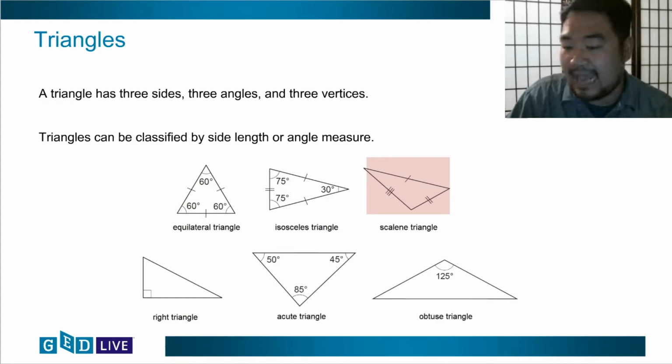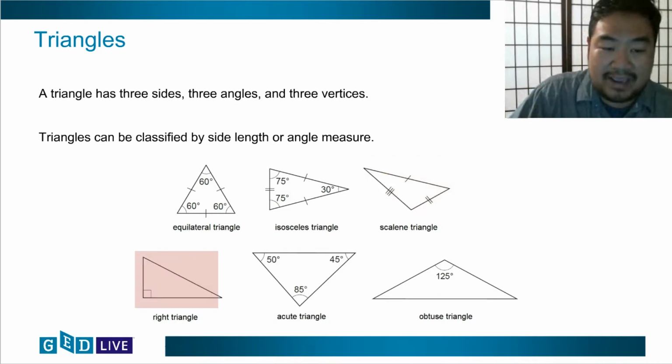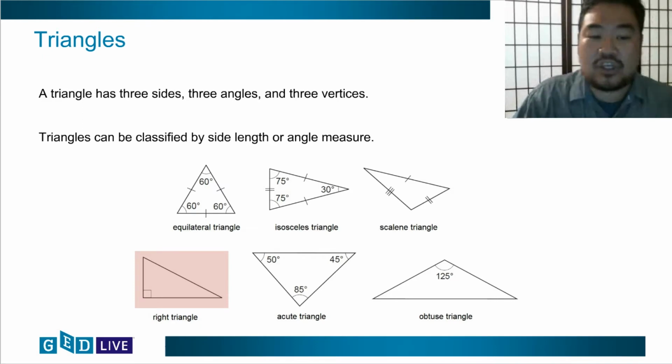Now take a quick look at angle measurements. So if you notice here, a right triangle, what is the unique characteristic that you notice there in the right triangle?